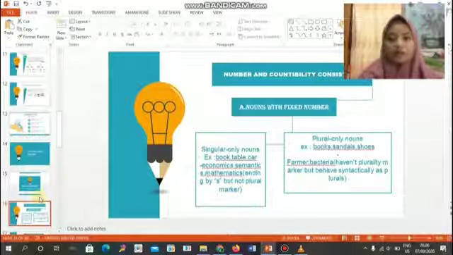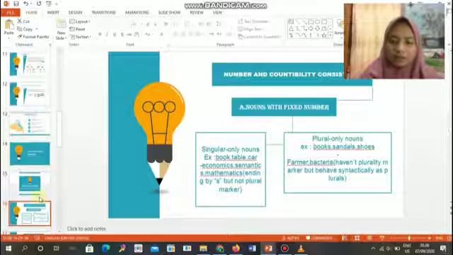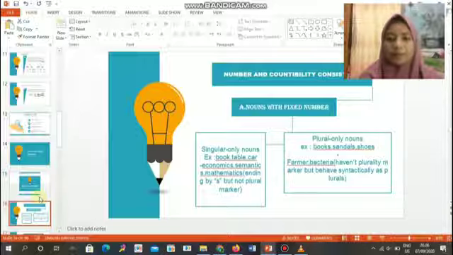Okay, number and countability consists of three parts. Number one is nouns with fixed number. Nouns with fixed number consist of two parts. Singular-only nouns, for example book, table, car, and then economics, semantics, mathematics.